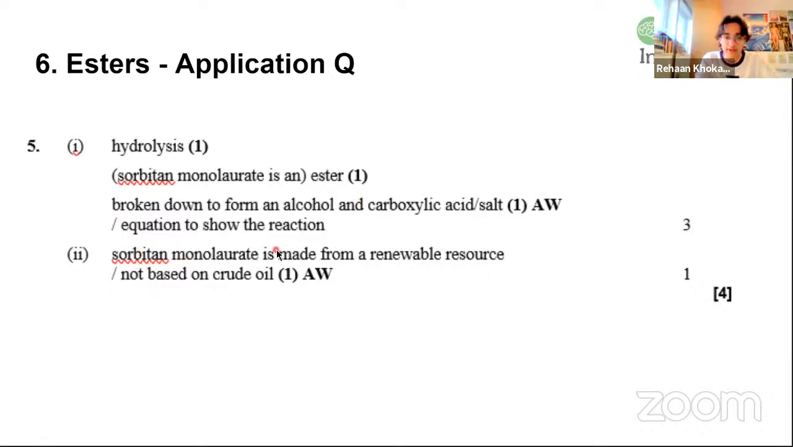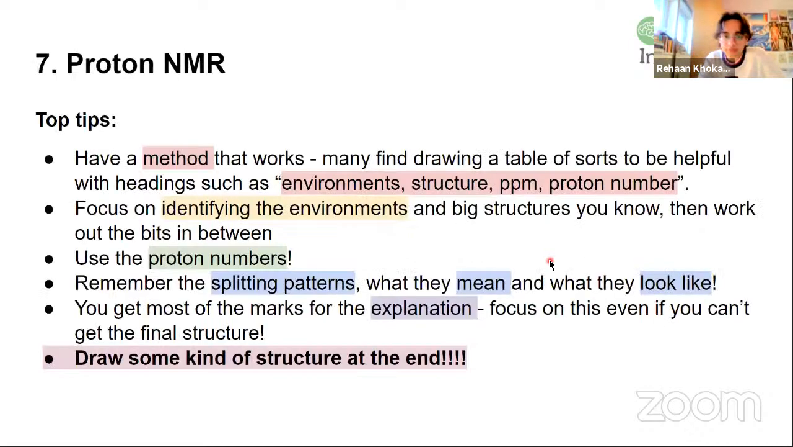Sorbitan monolaurate, the reason why it is environmentally friendly is because it's made from plants, so it's a renewable source, so not based on crude oil. Or again, a weirdy, wordy, how science works type of question.